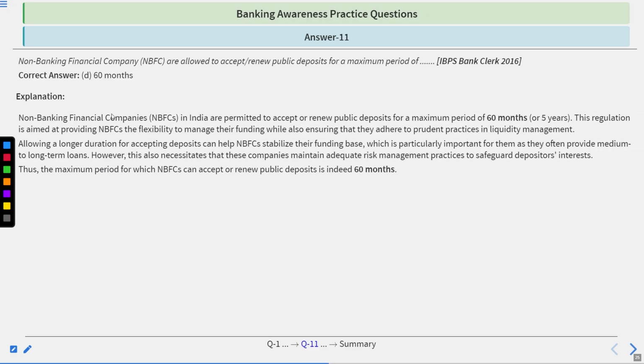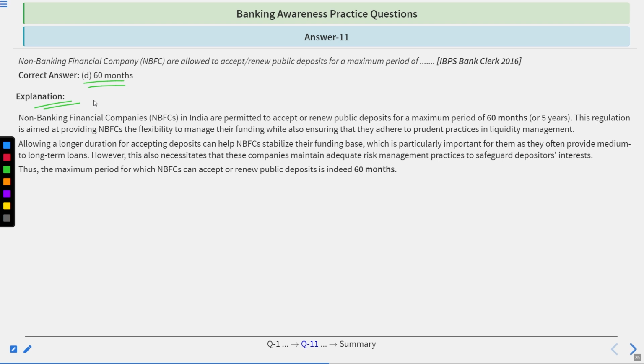Time's up. The correct answer is 60 months. Go by the explanation. NBFCs in India are permitted to accept or renew public deposits for a maximum period of 60 months. This regulation aims at providing NBFCs the flexibility to manage their funding while also ensuring that they adhere to prudent practices in liquidity management.